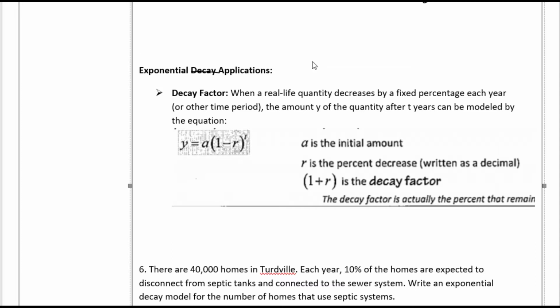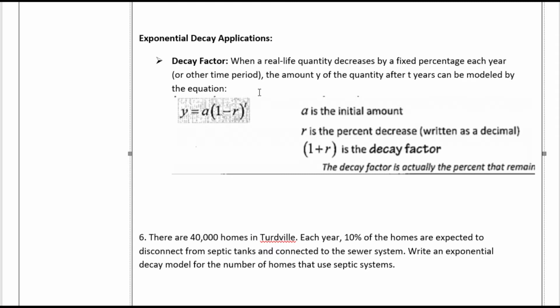All right. So whenever we did growth, we had a growth factor. This time we have a decay factor. Notice that the formula is very similar to the growth one. The growth one looks like a times 1 plus r to the t power. For the decay one, you're subtracting because you're going smaller. All right, so remember, a is the initial, r is the rate, and t is the time.